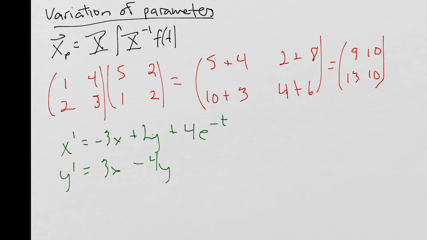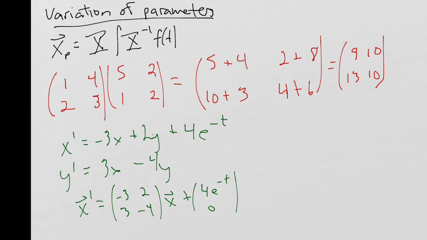Okay, so first thing I want you to do is recognize that you could do this with undetermined coefficients, which you should have learned already. You should know that from earlier. And I can rewrite this thing as x prime equals, I can write negative 3, 2, 3, negative 4 times x plus 4e to the negative t, 0.